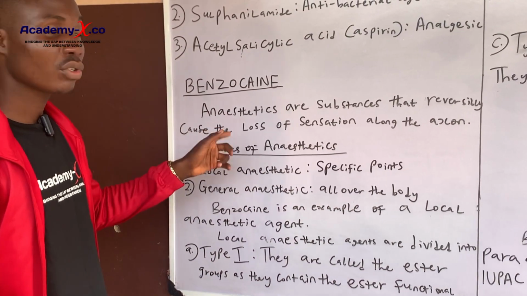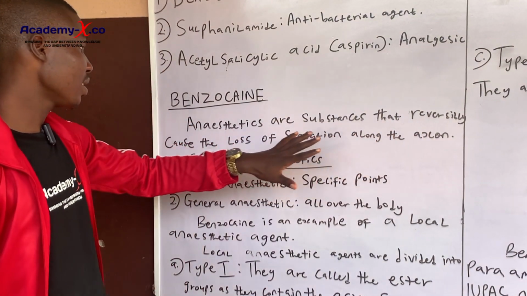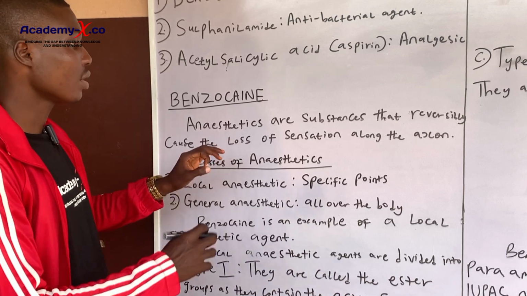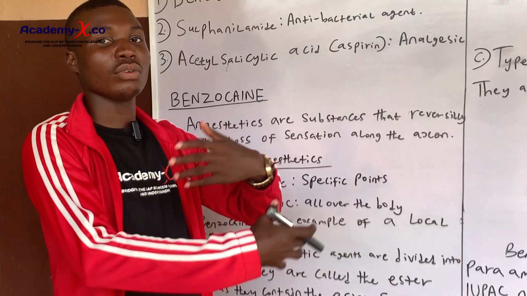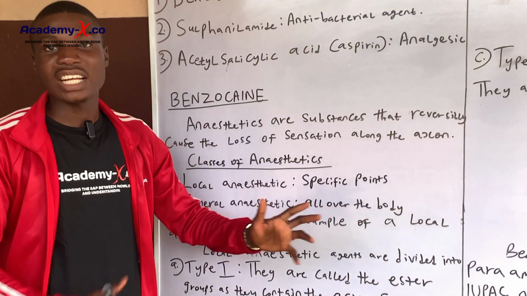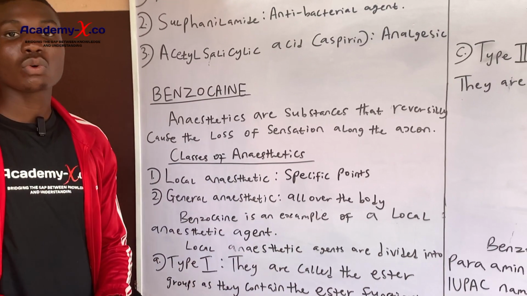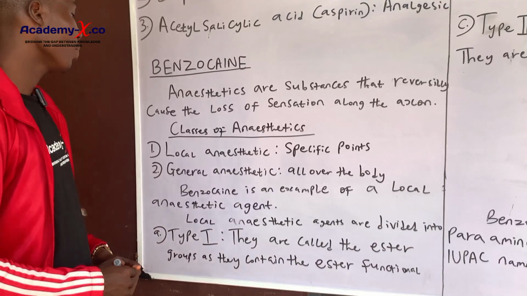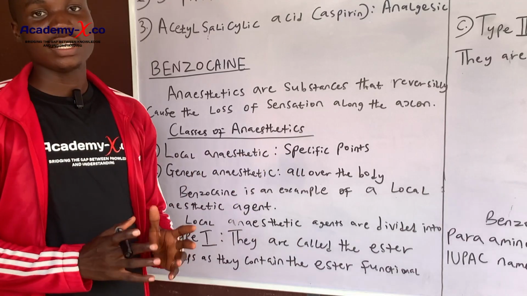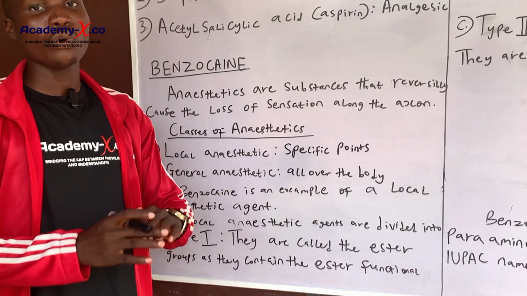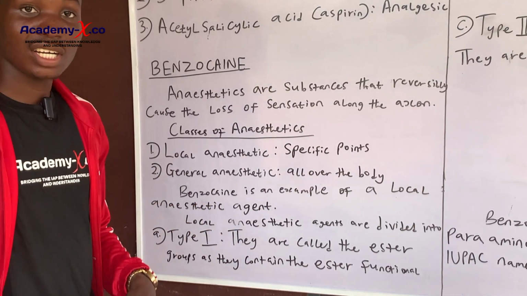There's something I need to point out about anesthetics. The word reversibly lets you know that anesthetics are not permanent. Their actions are reversible, so the person can regain consciousness after whatever procedure is done. It will interest you to know that benzocaine is an example of a local anesthetic agent. Usually it is used to offer anesthesia for topical regions, used externally most of the time. You can get details in your pharmacology as you go further as a pharmacy student.